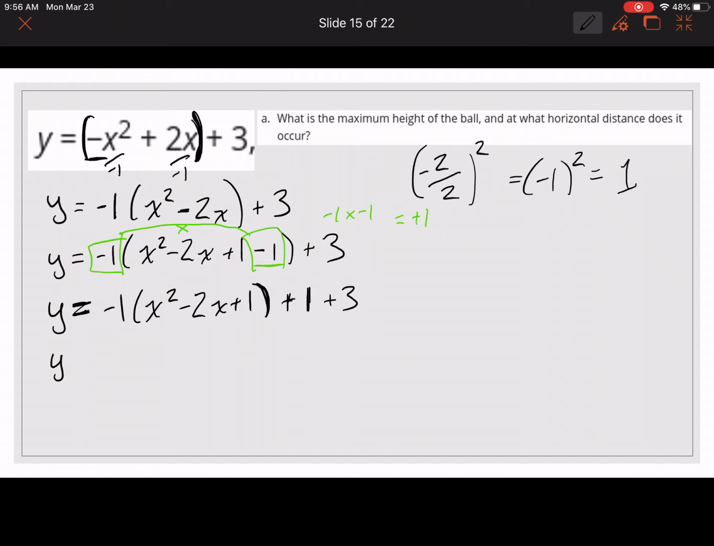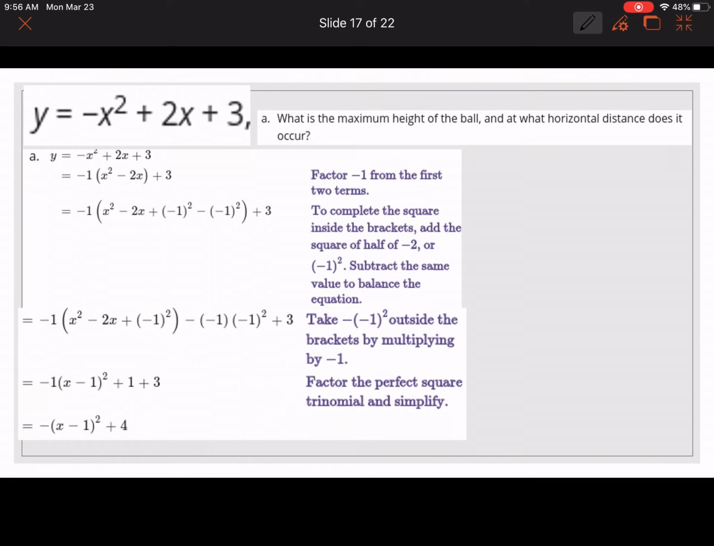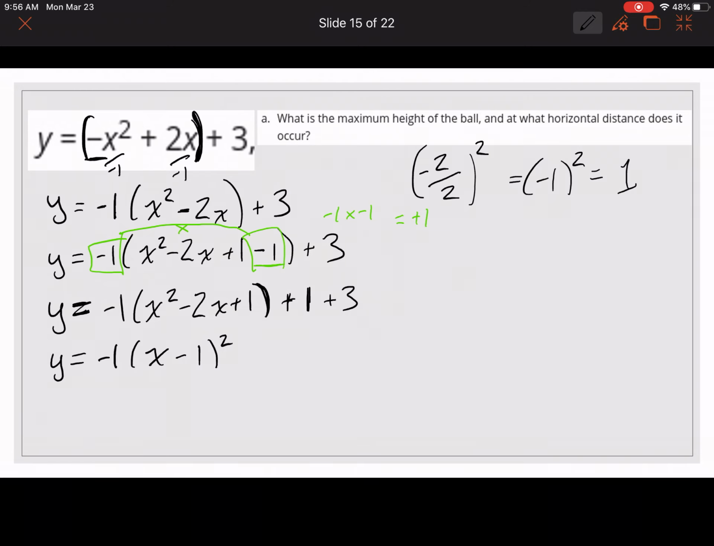Now we want to complete the square inside the bracket. And now we've got negative 1. Checking that. Yep. Because we also got our a squared minus 2ab plus b squared equals a minus b all squared. So that's our second one.